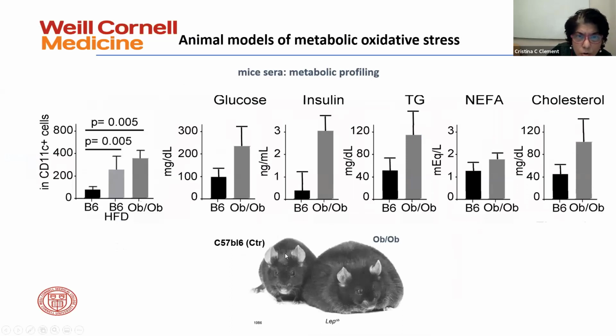Next, we also did metabolic profiling of the sera of the mice, and we were able to convince ourselves that glucose, insulin, and cholesterol are also increased in the OB mice compared to the control mice.